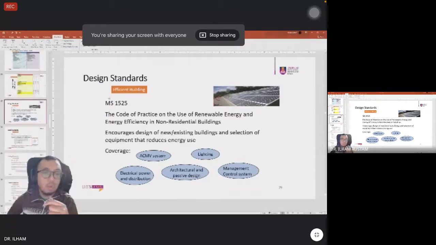Now we look into design standard. Design standard ni is basically on to get the efficient building untuk dapat pengiktirafan bangunan kita is energy efficient. So there is this Malaysian standard MS1525 to address the code of practice on the use of renewable energy and energy efficiency in non-residential buildings. So untuk rumah kita tak ada standard masuk, bukan tak ada standard.